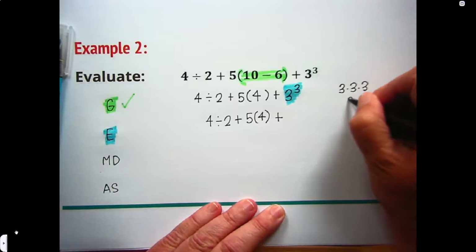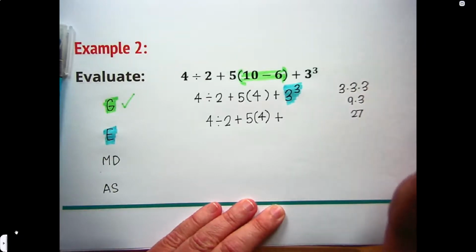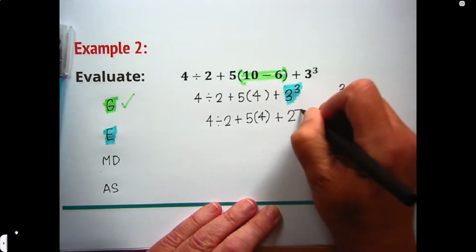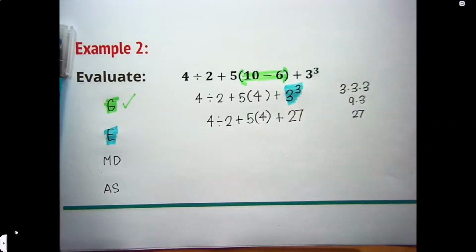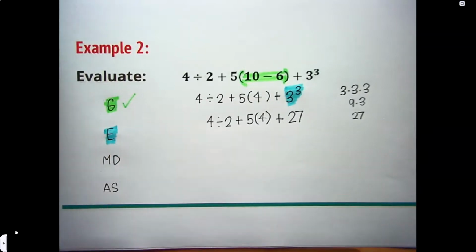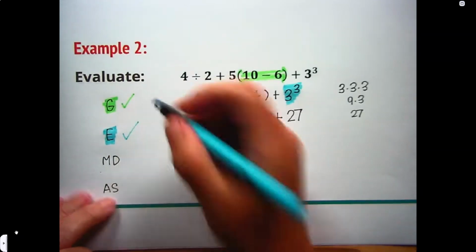3 times 3 is 9. 9 times 3 is 27. You are certainly welcome to use a calculator to help you figure that out if you'd like. So that 3 to the third power becomes a 27. Now, looking at this, any more exponents to do? The answer is no, so I can check that off and move on.